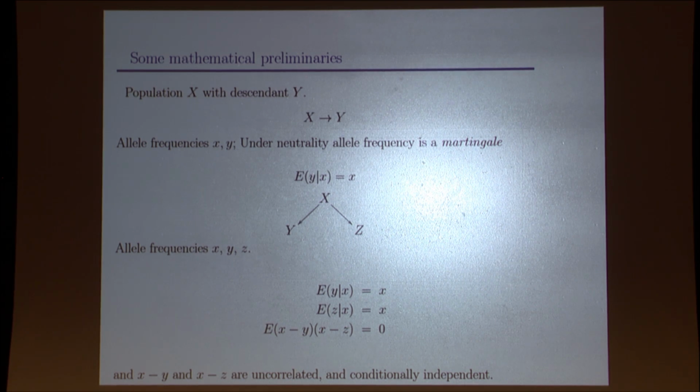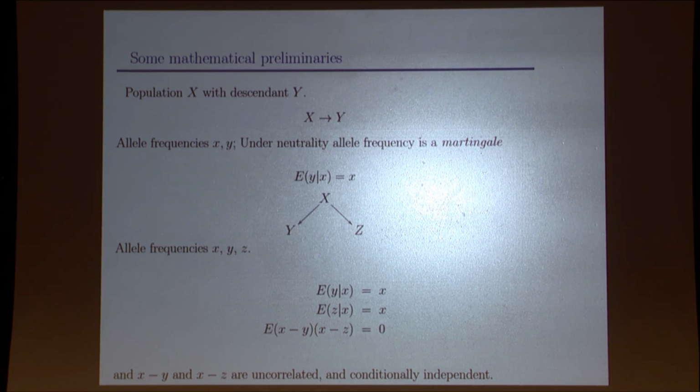OK, so let's do just a little bit of mathematics very quickly. So the first thing is I've got a population x and descendant population y. That's what this arrow means. So there's a bunch of people back in time, x, right? They mate among themselves, and now we have a modern population y. And the allele, we'll look at some particular allele, and the frequency is a little x and a little y.